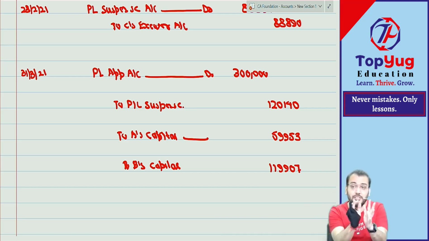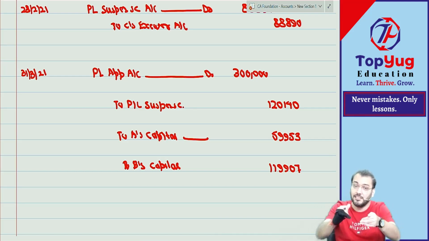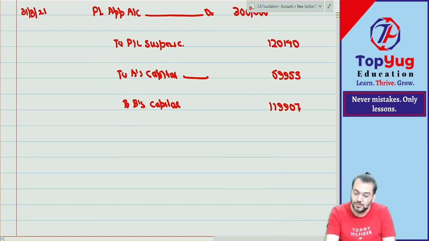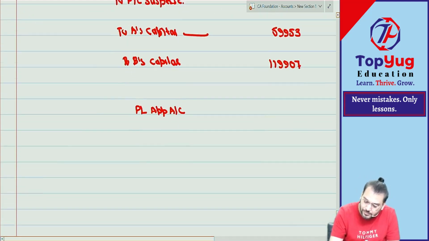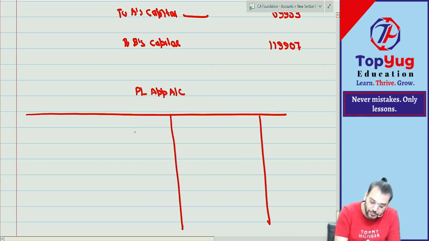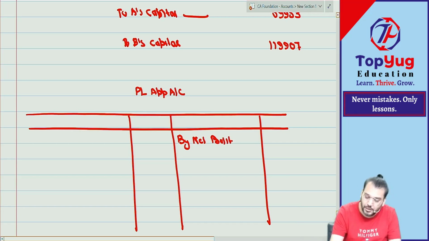With this example, I am just informing you how to distribute profit among A, B, C if there is a death in the middle of the year, with relief also. Now suppose they ask you to prepare which account? P&L appropriation account. To net profit, how much? 3 lakh. Correct.